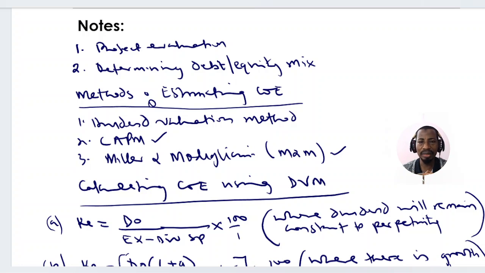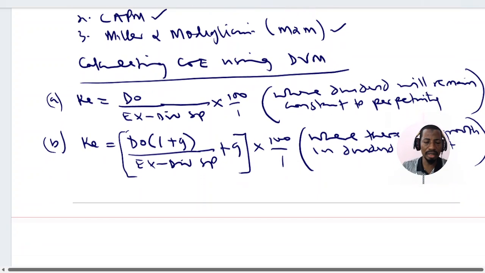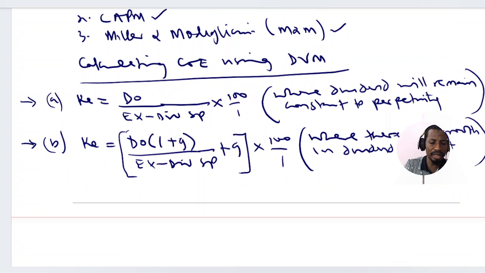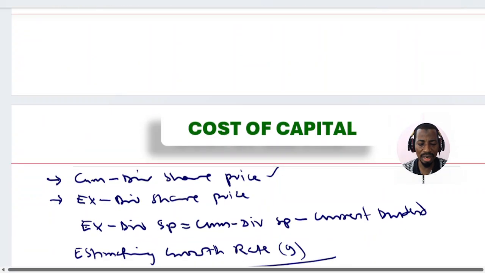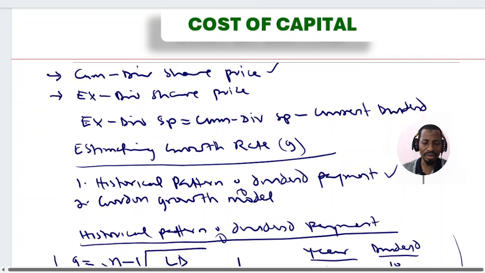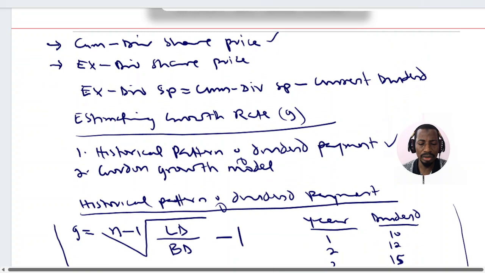All right. So now we have discussed all the concepts using the dividend valuation model. We started with how to estimate cost of equity using the dividend valuation model. I demonstrated how to calculate cost of equity where dividend will remain constant to perpetuity. I also discussed how to calculate cost of equity where there is growth in dividend payment. These are the two formulas that we have provided. I also explained the meaning of cum div share price and ex div share price, and how to convert cum div to ex div share price before calculating the cost of equity.